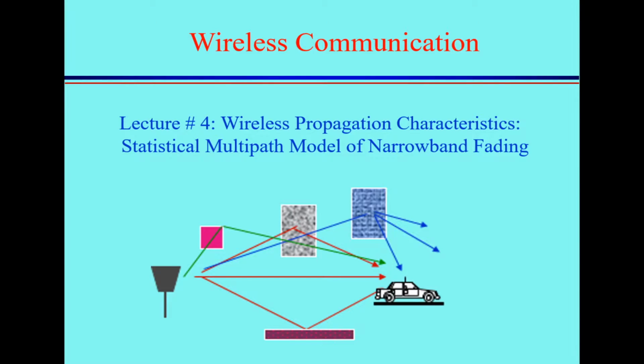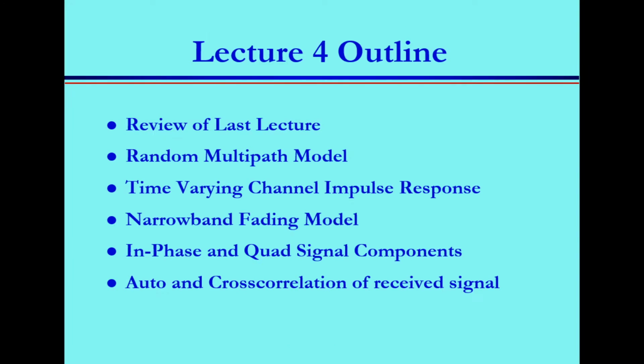So, welcome everybody to the fourth lecture of wireless communication course. In today's lecture, we are going to continue talking and explaining wireless propagation characteristics. Basically, we are going to explain statistical multipath model of narrowband fading.